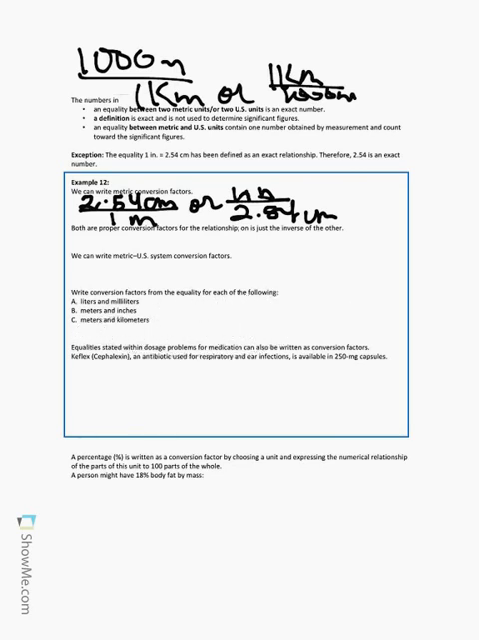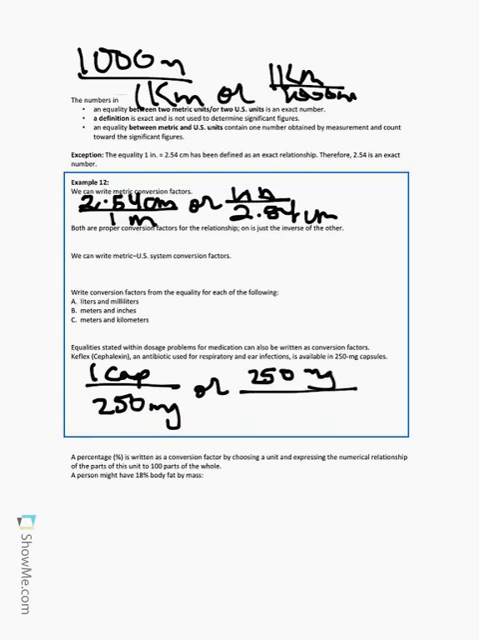The next example says equalities stated within dosage problems for medication can also be written as conversion factors. Keflex, formal name cephalexin, is an antibiotic used for respiratory and ear infections. It is available in 250 milligram capsules. Therefore, one capsule has 250 milligrams, or there are 250 milligrams in 1 capsule.